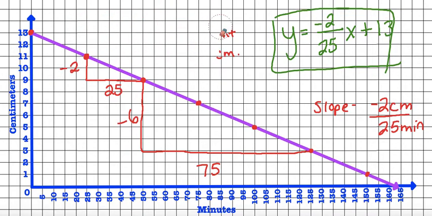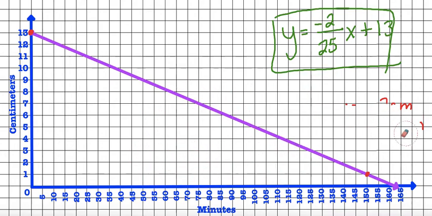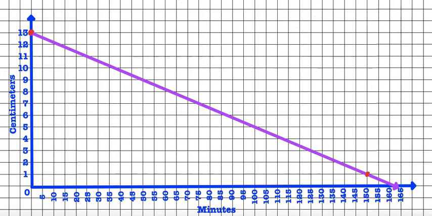the y-axis. But if you look at our graph, our line also crosses the x-axis. And when it crosses the y-axis over here, it's called our y-intercept, because it intercepts the y-axis. So down here, when it crosses the x-axis, it's called our x-intercept.